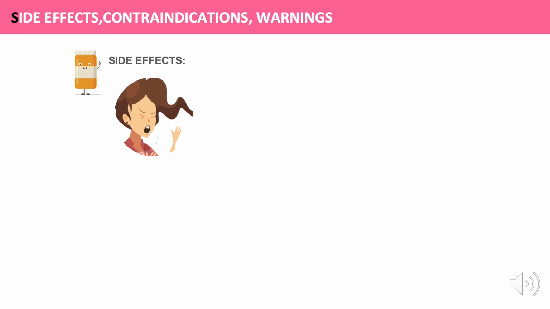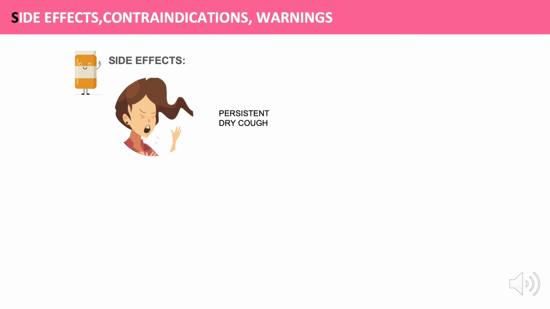So S stands for side effects, contraindications, and warnings. What you want to do here is just list the most common. You don't want to list every single side effect. And for the ACE inhibitor, one of the most common side effects is persistent dry cough.